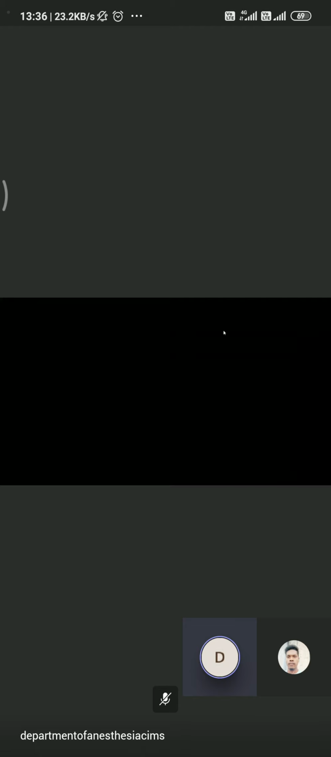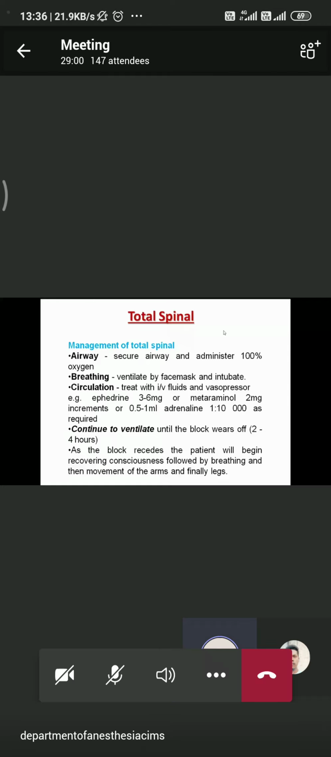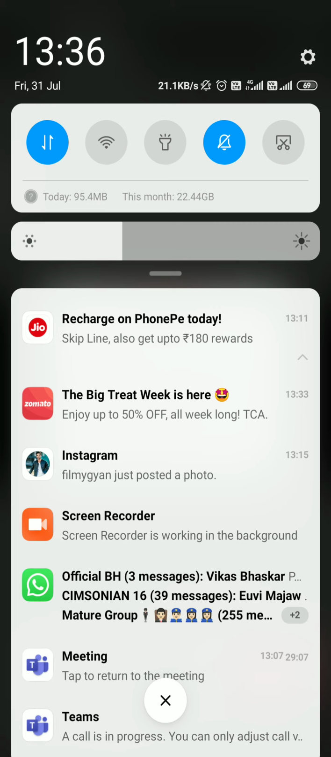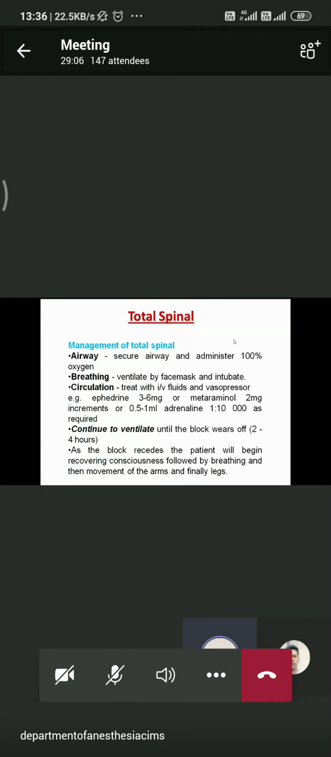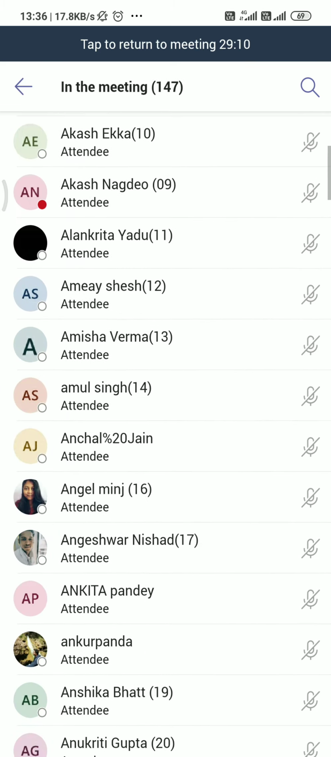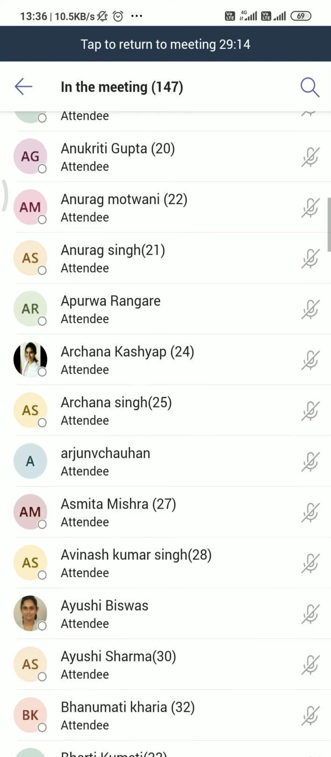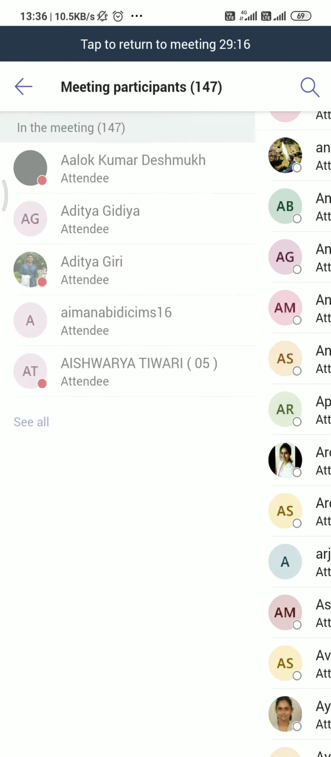For example, ephedrine 2 to 6 milligrams or metaraminol in 2 milligram increments. Sometimes adrenaline is also used. Continue to ventilate till the block wears off, for 2 to 4 hours. As the block recedes, the patient will begin recovering consciousness, followed by breathing, and then movement of arms and finally legs. Another very important thing is the postdural puncture headache.